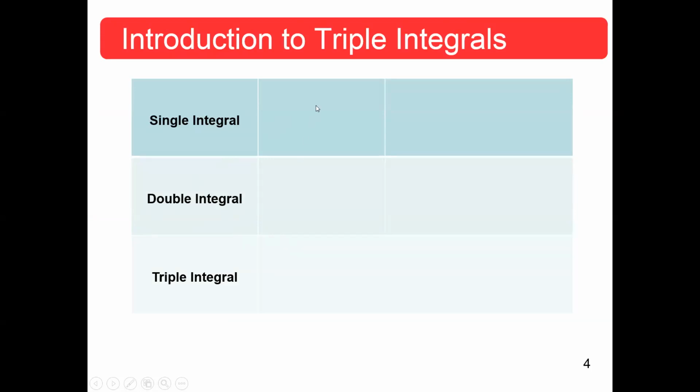You guys remember the notation for single integral? It's pretty easy, right? The notation for single integral is just one integral sign: the integral of f of x dx, and it is over a line segment, so from a to b. Now, double integral is the double integral of f of x comma y, so a function of two variables, and then in general we say dA over region R.